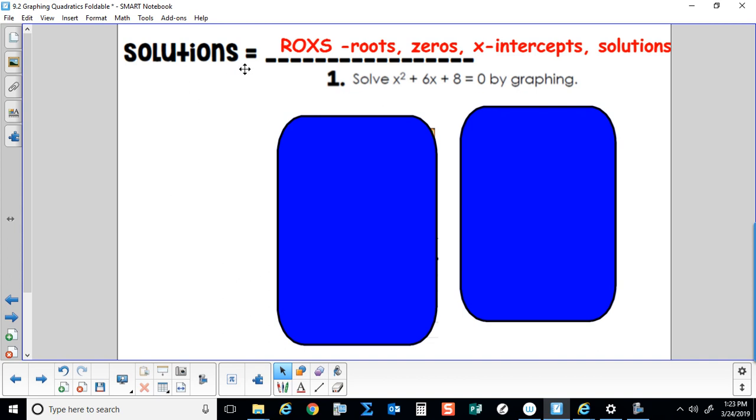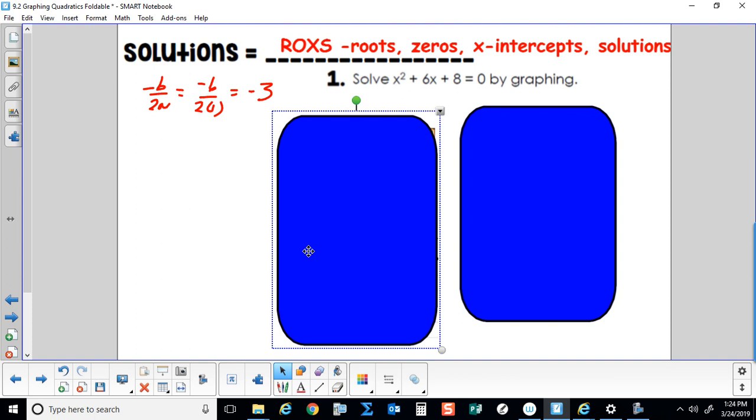Solutions to quadratics are known by the acronym ROCKS. They're sometimes called roots, zeros, x-intercepts, or solutions. So for graphing, our solutions are the x-intercepts. So first of all, we need to determine our line of symmetry or axis of symmetry. So minus b over 2a. So minus 6 over 2 times 1 is a negative 3. So our axis of symmetry is negative 3.